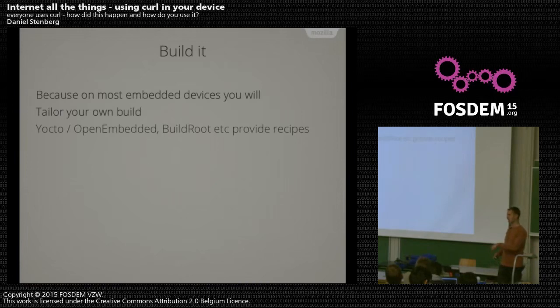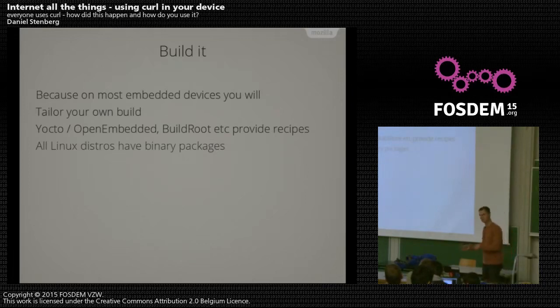And you have a lot of these embedded systems build environments like Buildroot and Yocto and OpenEmbedded and so on. They all have recipes for doing this, and many of them will also help you build it with your TLS library backend of choice. All Linux distros have binary packages and so on, so that'll be easy. Installing it on a desktop is really easy, if you're running Linux. Most Linux systems will already have it installed, at least the binary stuff.